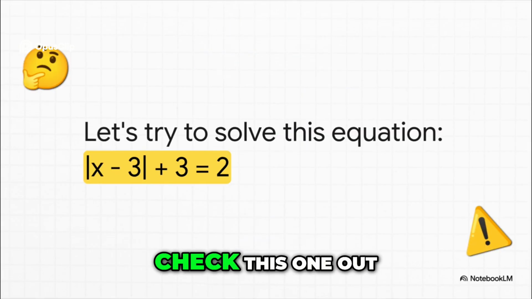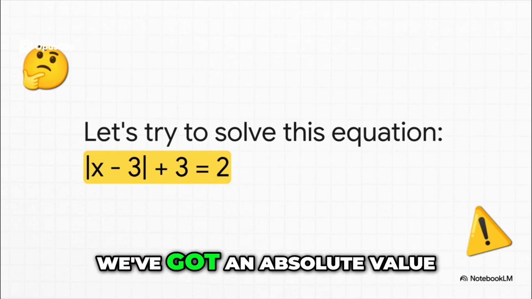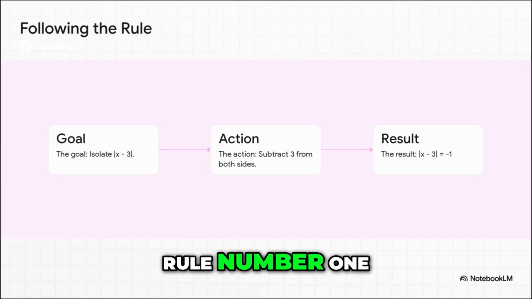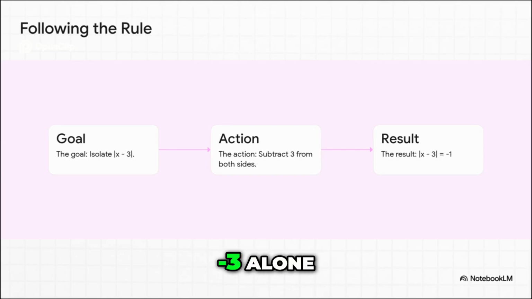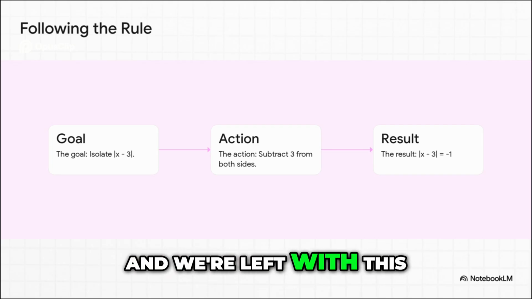All right, check this one out. I mean, it looks pretty much the same, doesn't it? We've got an absolute value, a number added to it. Looks familiar. So let's just use our golden rule and see what happens. Okay, rule number 1, isolate. To get that x minus 3 alone, we've got to get rid of that +3. So let's subtract 3 from both sides. And we're left with this.